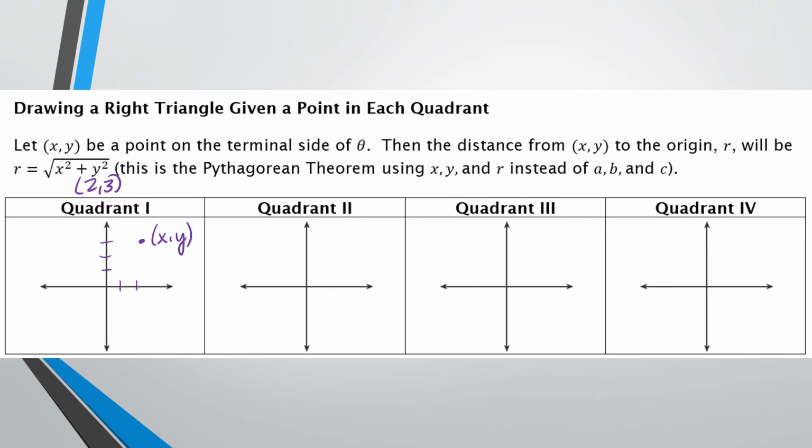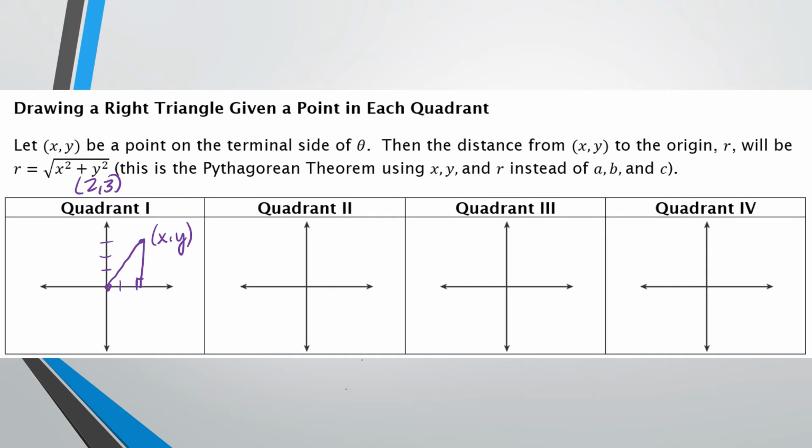Okay, so what we're going to do now is we're going to create a right triangle. And we're going to do that by adding in 2 segments. The first segment is going to connect the origin, which is right here, to our point. And then the next thing that we're going to do is from our xy, we're going to drop a vertical line that goes straight down to the x-axis. So it's going to look like this. And that's where our right angle comes from. So now I've just created a right triangle.